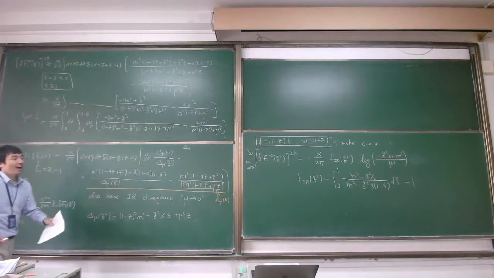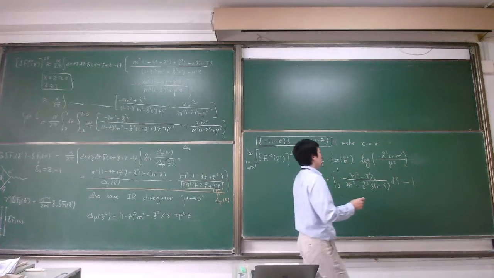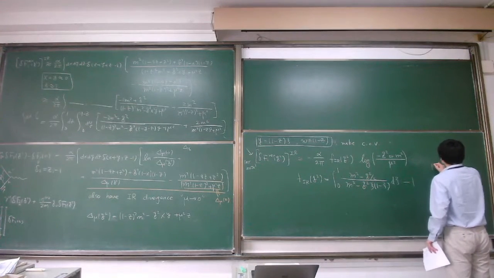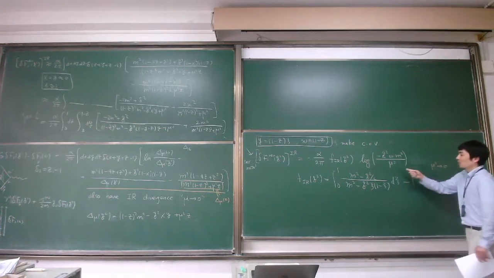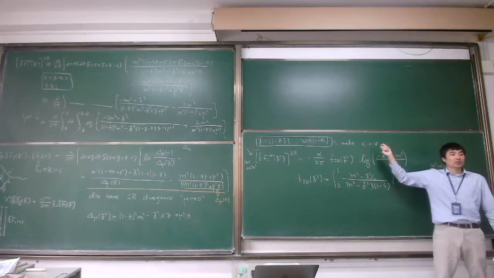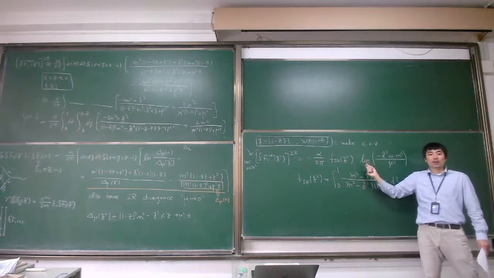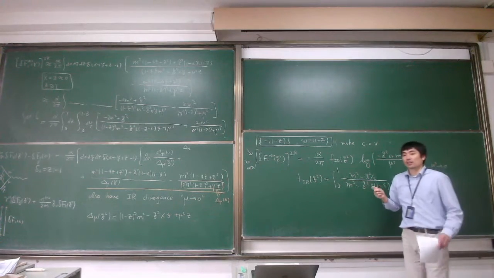Okay, so the IR divergence you can easily see: if you take mu square goes to 0, this part is divergent. That is IR divergent. And we need to think about how to treat it.